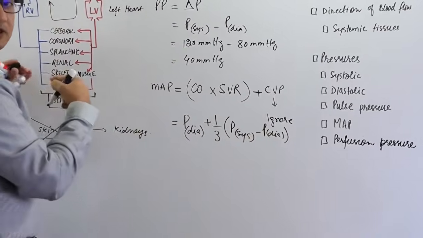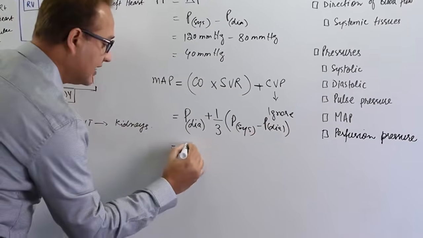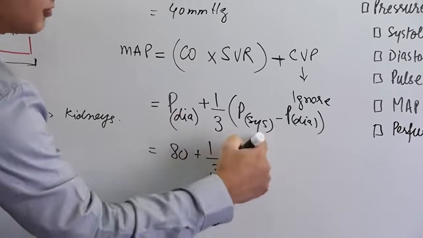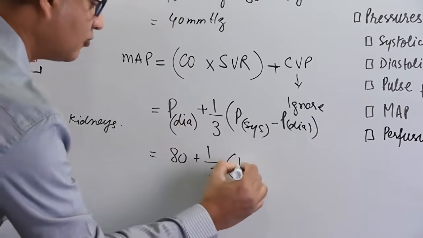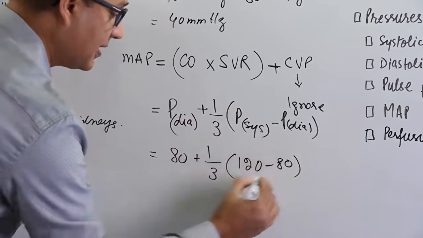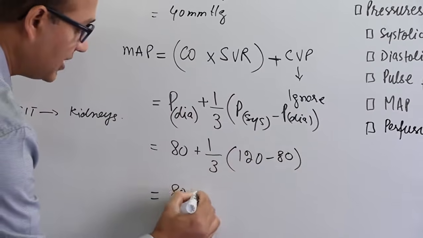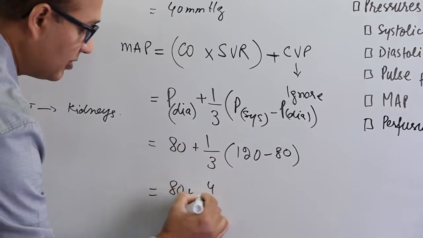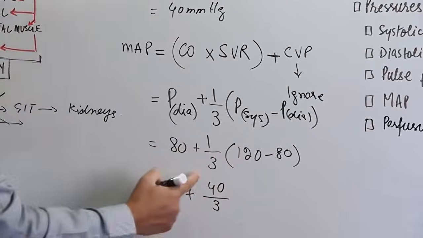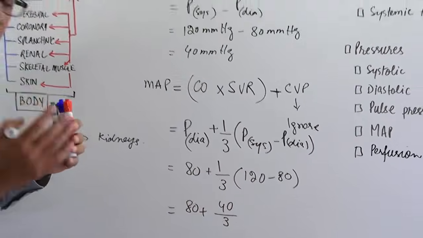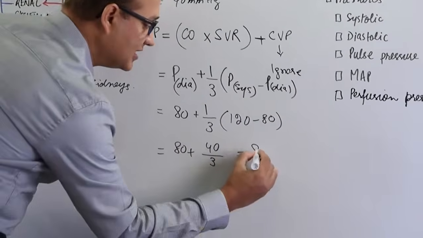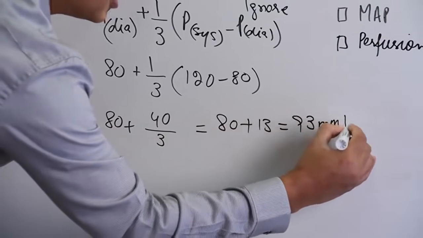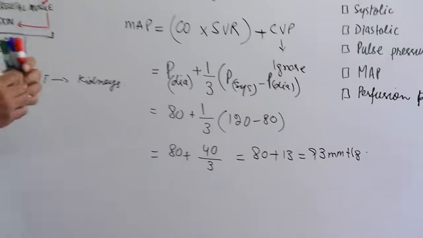So if we use that for this healthy individual, we'll say this: 80, that is the diastolic pressure, plus 1/3 of the difference between systolic and diastolic. What is the difference between them? 120 minus 80, that makes it 40. So this would be 80 plus 40 divided by 3. 40 divided by 3 is roughly 13.3. So I'm going to say 80 plus 13 is 93 millimeters of mercury. That is the mean arterial pressure.